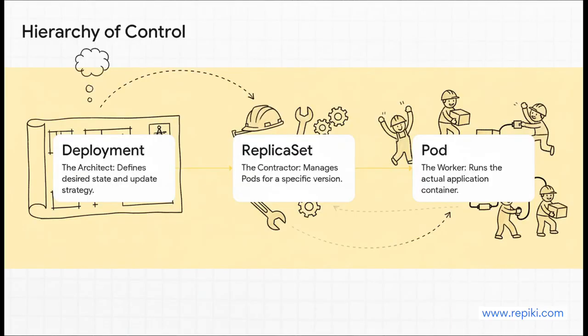And this is a brilliant way to picture the hierarchy. The Deployment is the architect. It draws up the final blueprint. The ReplicaSet, that's the contractor, who looks at the plans for one specific version and makes sure the right number of workers are on site. And of course, the pods are the workers actually doing the job. You, the developer, you only talk to the architect. You don't have to micromanage all the contractors.